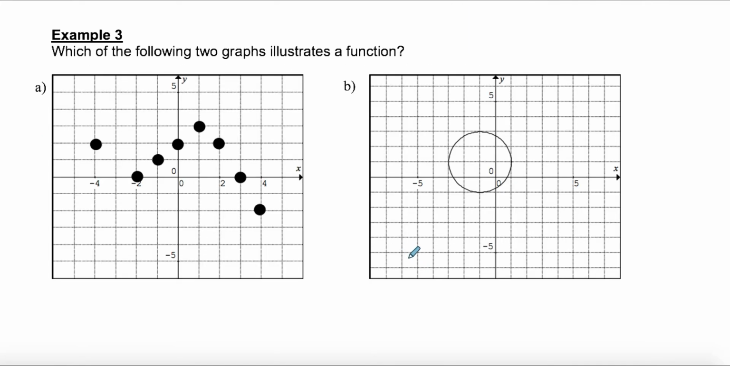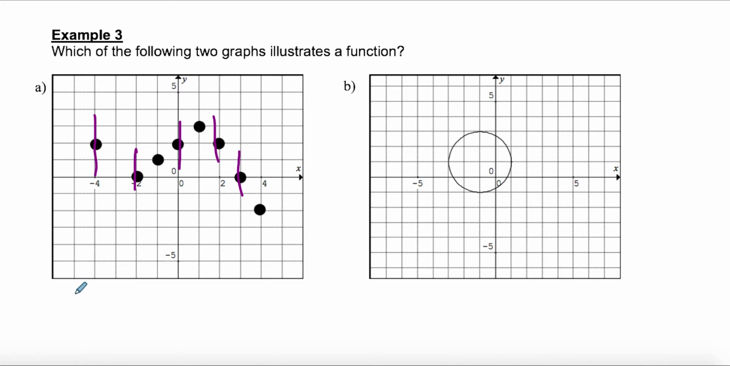So this example 3, questions like this I don't mind. Which of the following two graphs illustrate a function? So if you imagine here, I know we have distinct points and they're not connected, but anywhere here, if I'm drawing any vertical lines, I never hit more than 1 point.